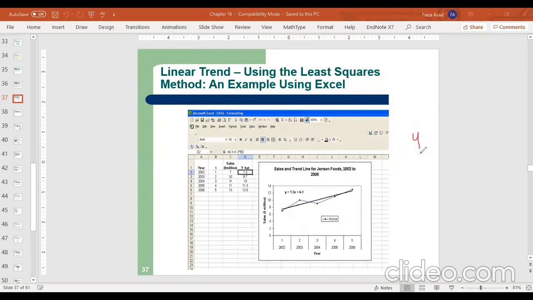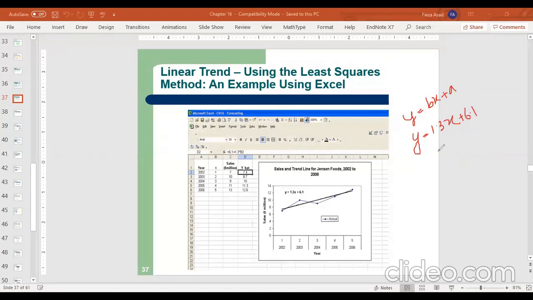y is equal to 1.3x plus 6.1. If I write this equation in expression form, y is equal to bx plus a. So this is the intercept value and this is the value of bx.